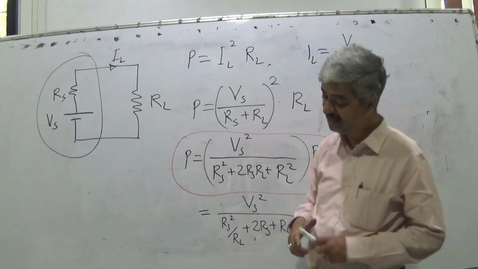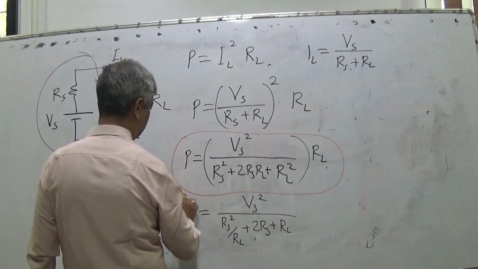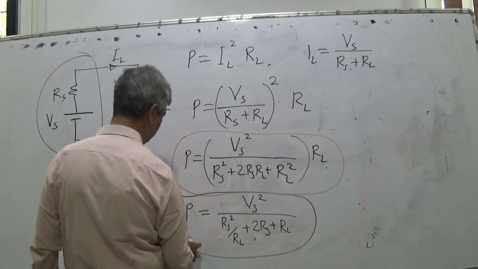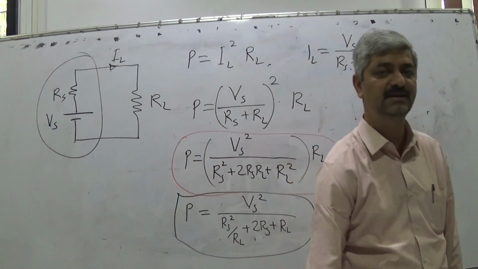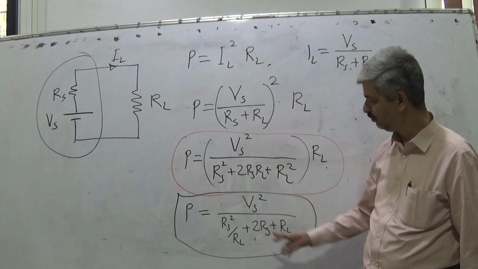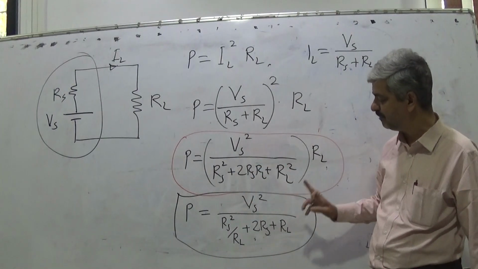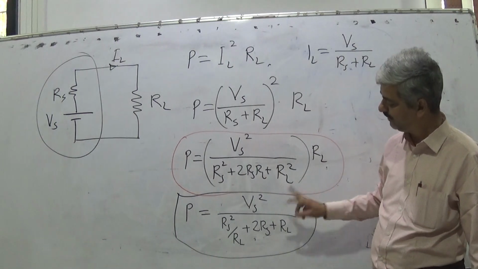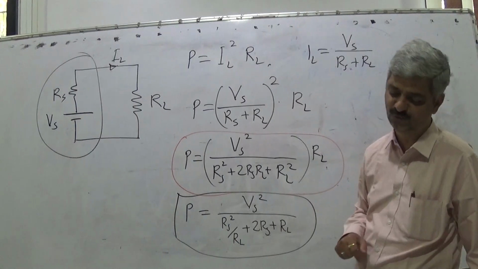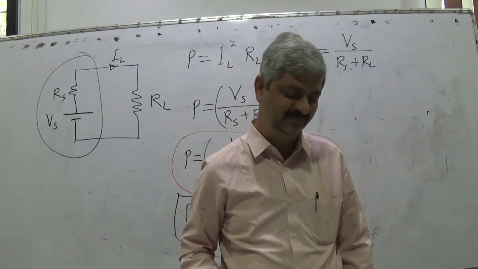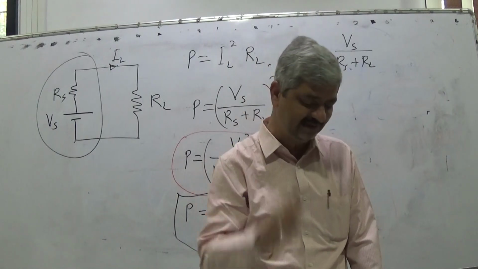Anyway, now you try to find when P would be maximum. You must have studied maxima and minima in calculus. So it is an expression of P in terms of RL. When this expression will be maximum, you have to differentiate this and so on. Again, it is not so easy. Now instead, I will give you a very simple trick.